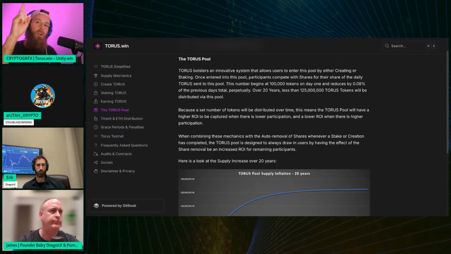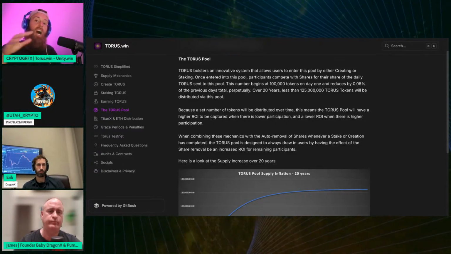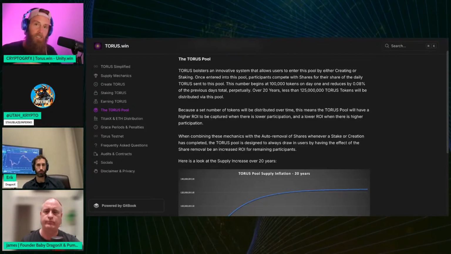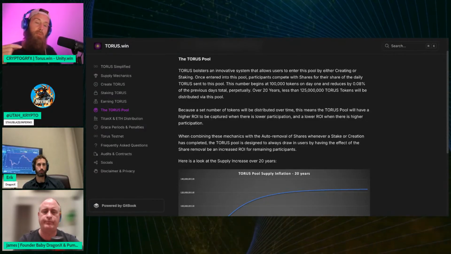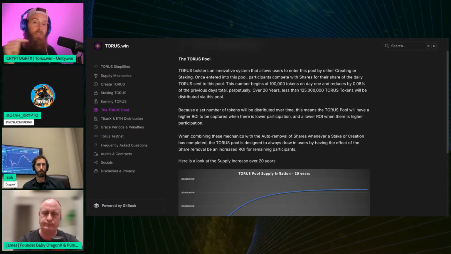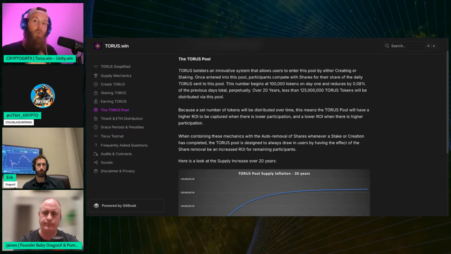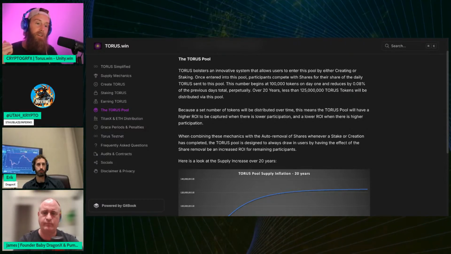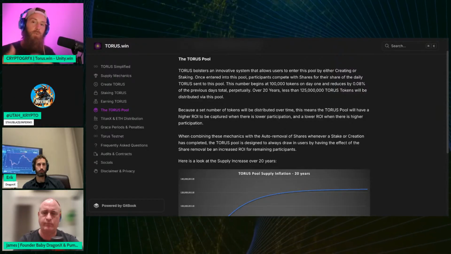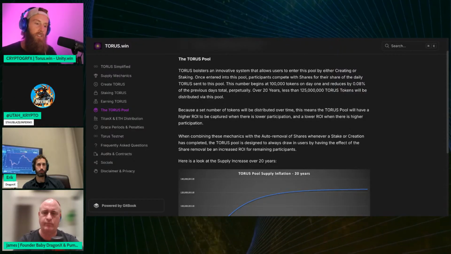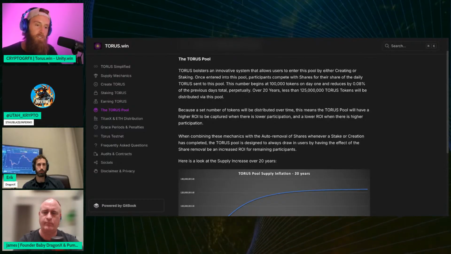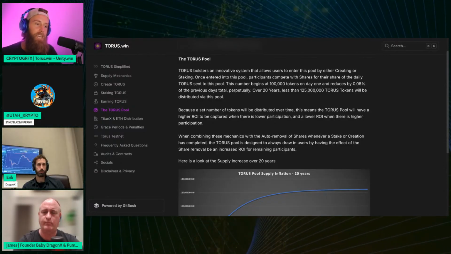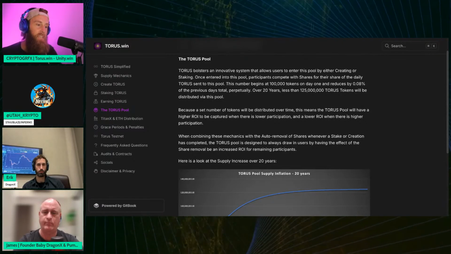It pumps the ROI because there's less shares, and there's a higher ROI for the shares that are still in the system, which means every time people's shares come out, the ROI is going to spike, and it's going to cause people to have to make a decision to either give up the ROI they could have or leave with what they've already received. And it's going to cause this constant perpetual demand into Torus via creating or staking based on market sentiment, which is truly the first of its kind. And I'm really, really excited to see this thing play out.